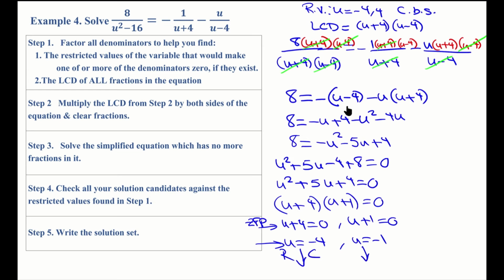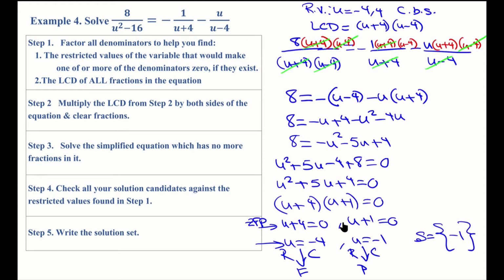So on negative 4, we see that it fails. It's one of those we cannot use as a solution. So this one fails. But negative 1, when we do the restriction check, passes. It's okay, because it's not one of these numbers. So this one passes. So we write the solution set to contain only negative 1.